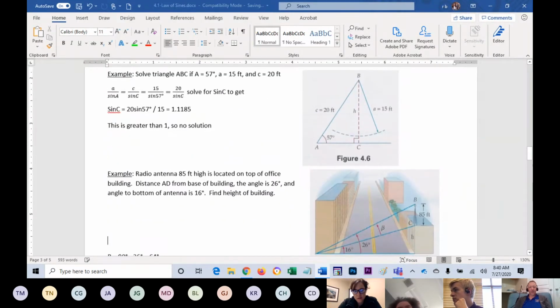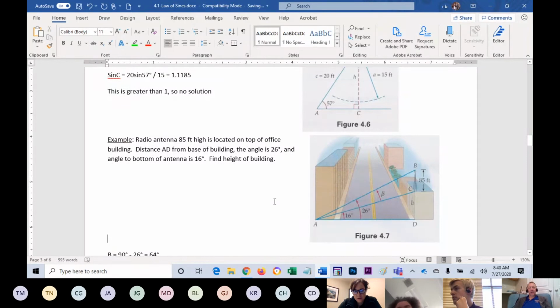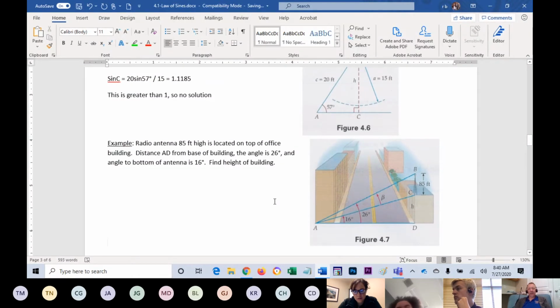Okay, so let's do another one here. A radio antenna is 85 feet high. It's located on top of an office building. The distance AD from the base of the building is 26 degrees, and the angle of the antenna is 16 degrees.